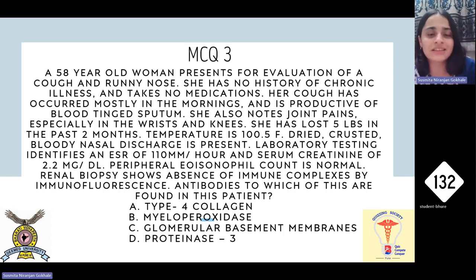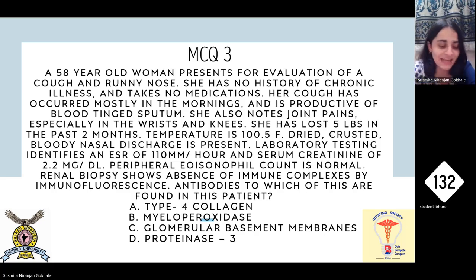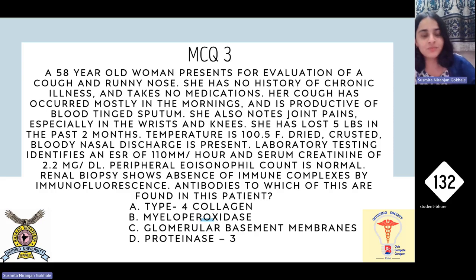So moving on to the next MCQ, which is MCQ 3. We'll first read the last line of this question. Antibodies to which of these are found in this patient? So A is type 4 collagen, B is myeloperoxidase, C is glomerular basement membrane, and D is proteinase 3.